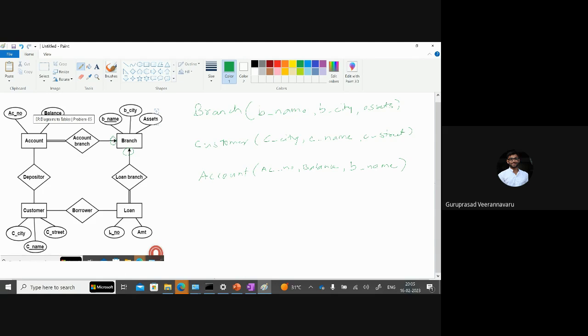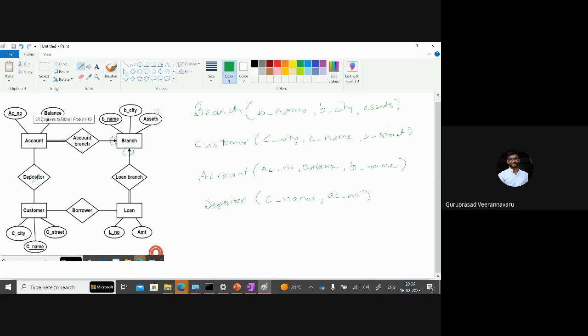So I've taken a branch name, but account is also related to customer. How is it related? Customer is a depositor of an account. So let's call it depositor. And depositor will have C name, comma, account number. Okay, so this relationship is done.